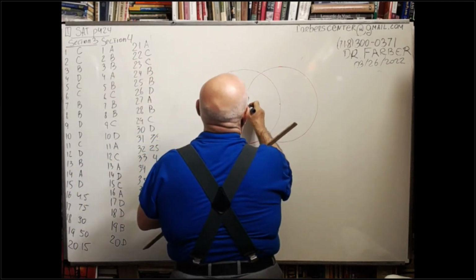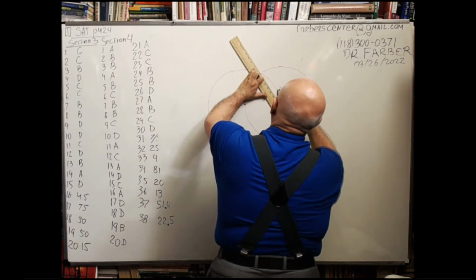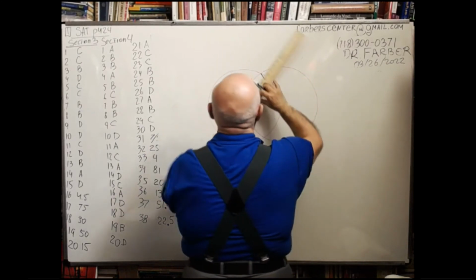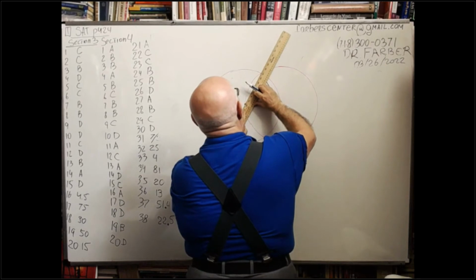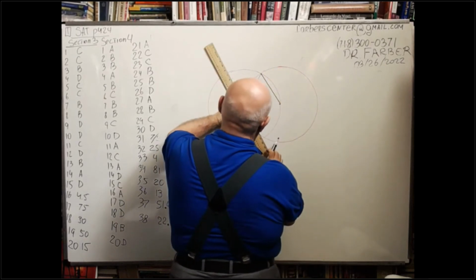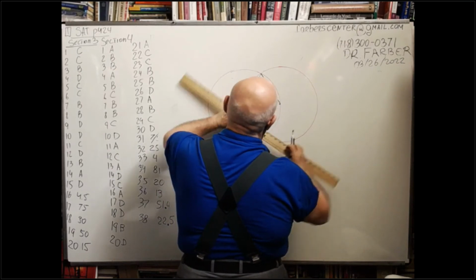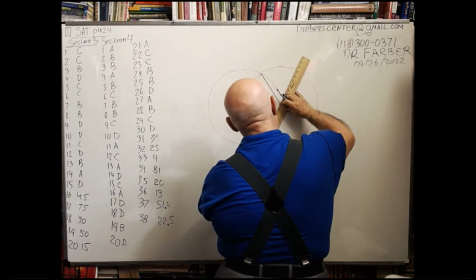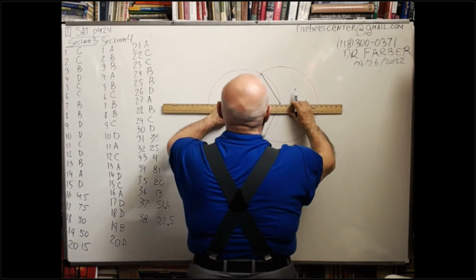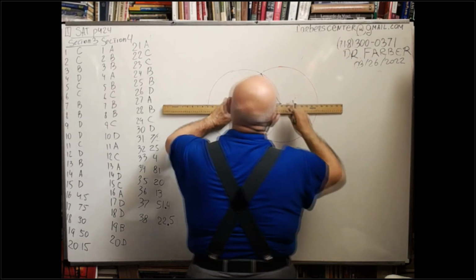So these centers: I connect this and this, this and this, this and this, and this and this. And make one extra line here, a line which connects the centers.